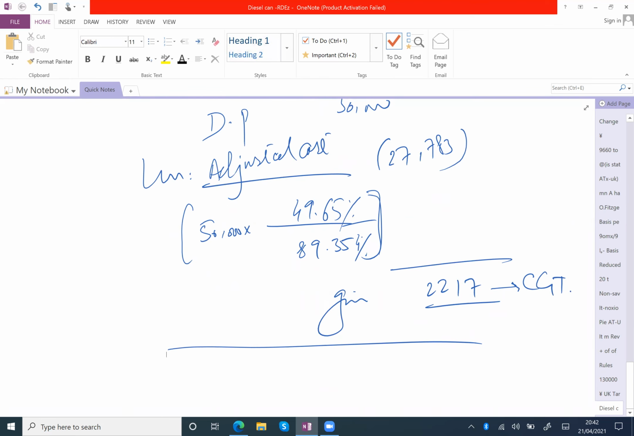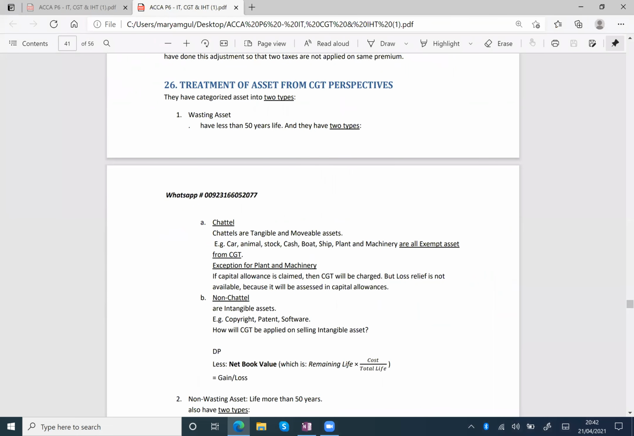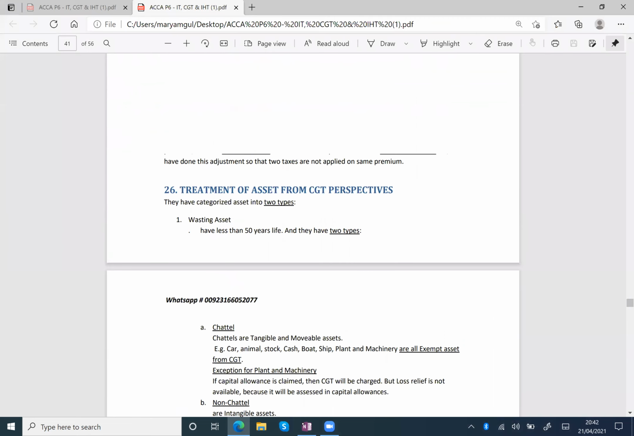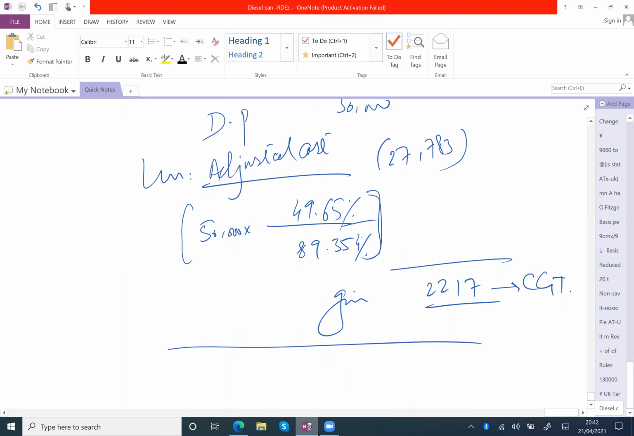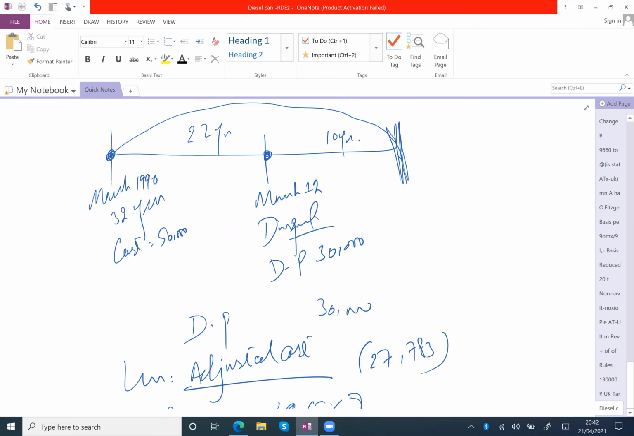Clear? Topic is complete. Yes, ma'am. One question here: the adjusted cost equals total cost into percentage remaining on disposal date. Remaining on disposal date means how many years are left? 10 years. You will see on the disposal date how many years are left to expire the lease. 10 years, so you have to write down the 10-year percentage.